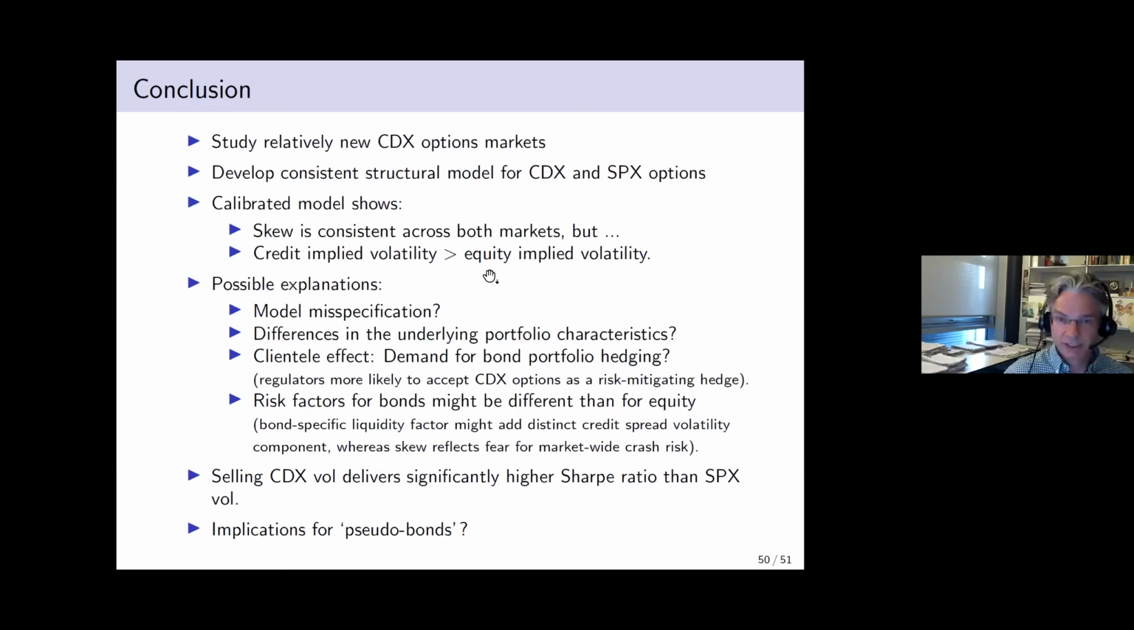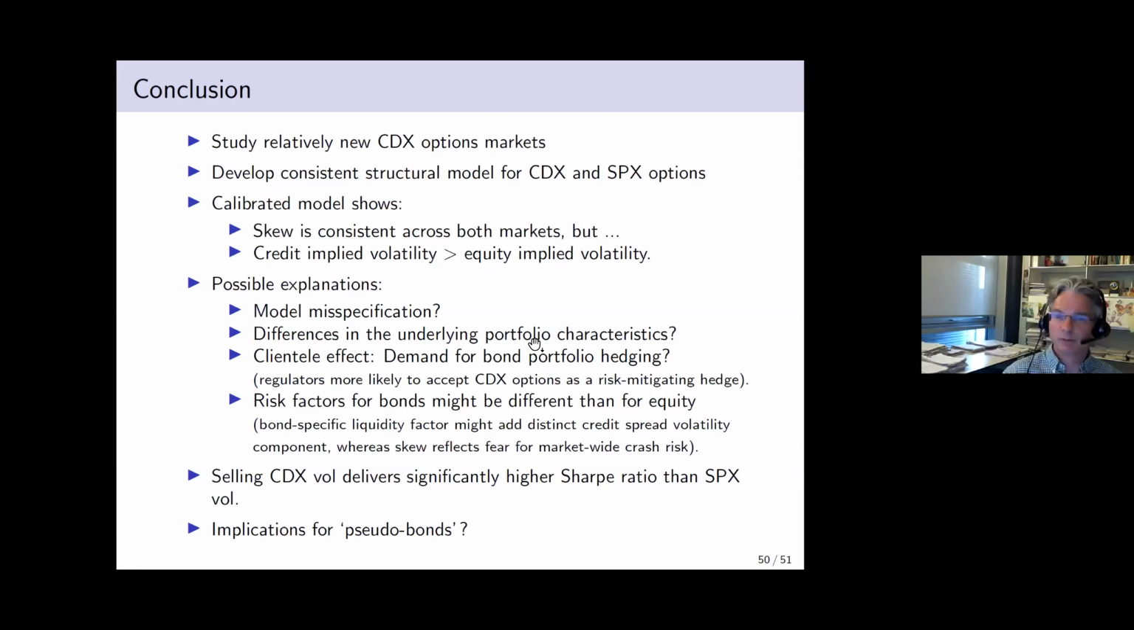The model shows that the skew and the dynamics of the skew seem to be consistent across both markets, but that the level of the credit implied volatilities seems to be higher than the one consistent with those implied from the equity side. And so we're still looking for the explanation for this difference.